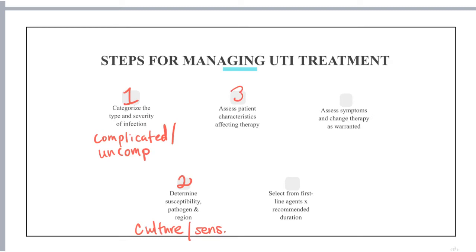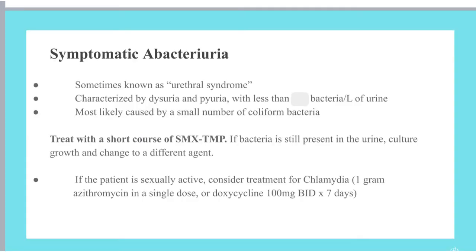Then we select from our first-line agents and give that medication to the patient for the suggested period of time. And then, of course, we assess the symptoms and change therapy if needed. There are some cases where patients are symptomatic but don't have the threshold of bacteria that we typically see in a UTI. It's sometimes known as urethral syndrome.